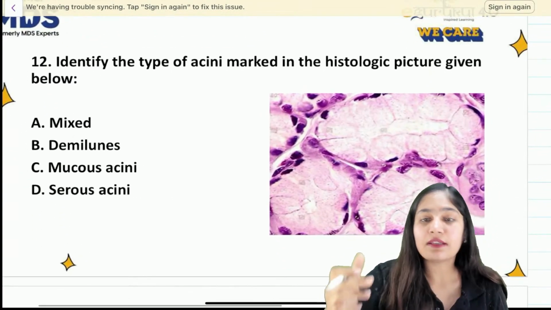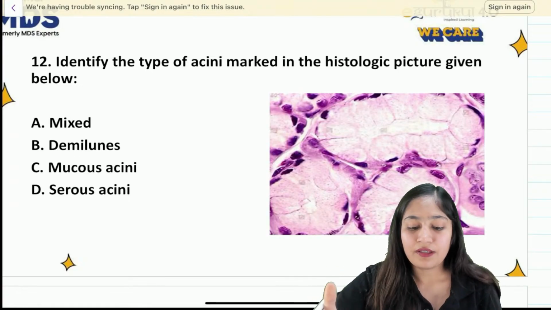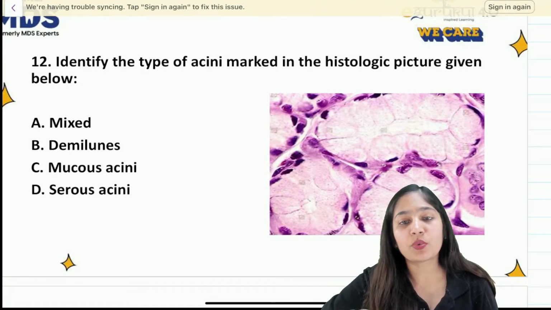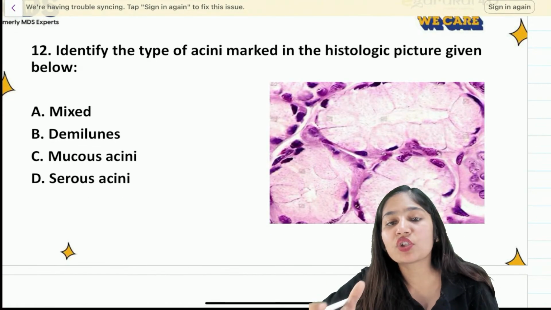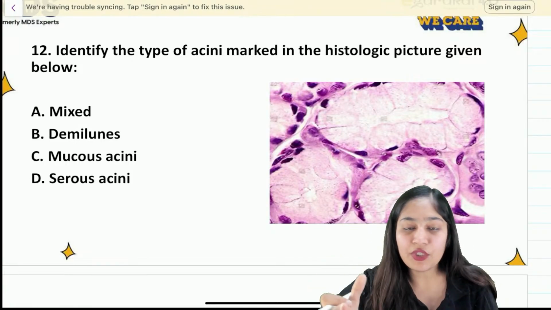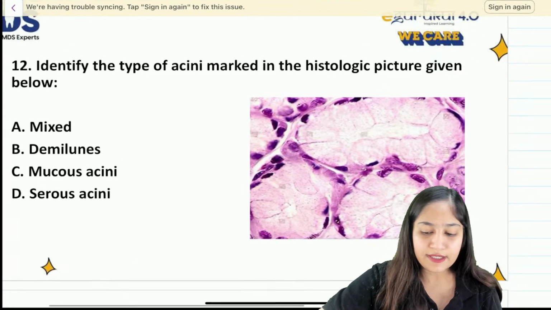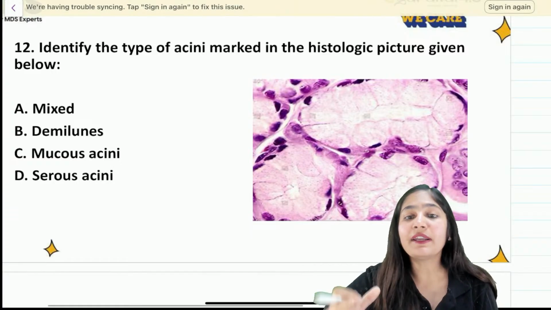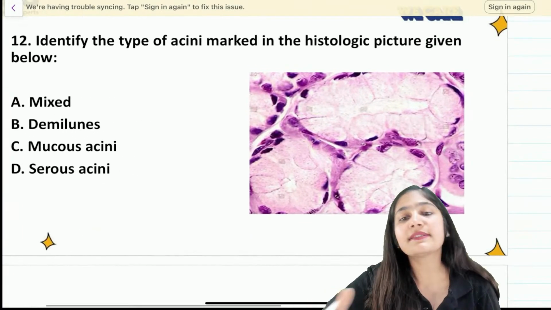Now again recently in one group someone had asked regarding the acini. So I have included this question. Identify the type of acini marked in the histologic picture given below. Is it mixed? Is it demilunes? Is it serous acini? Is it mucous acini? So what is the correct answer here? And someone had asked me to add the histologic slide for this also, right? So what is the correct answer here?